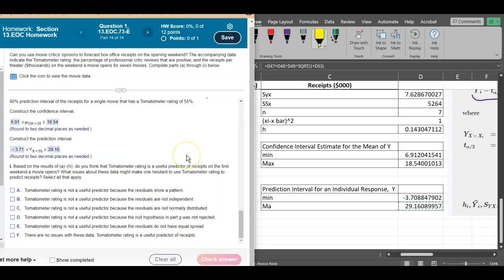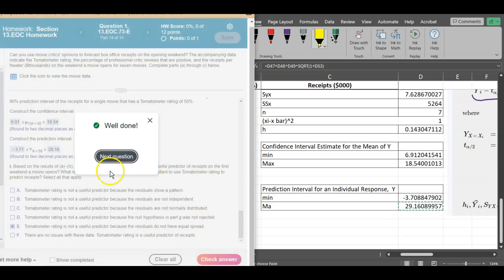Great. Okay, so for the last one, I think the right answer should be this one. Because if there is anything wrong, probably the residuals do not have equal spread, right? So this should be the answer. Yep, there you go. And all set for the question.